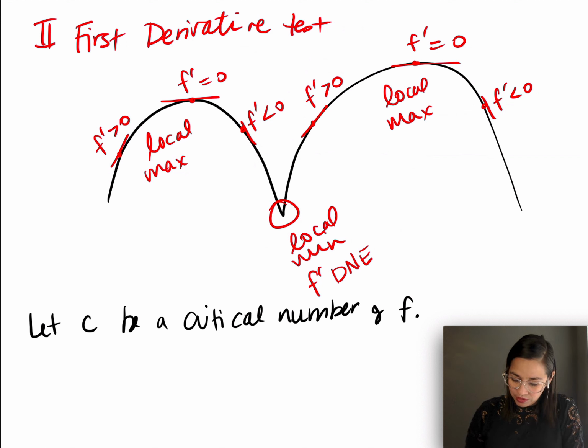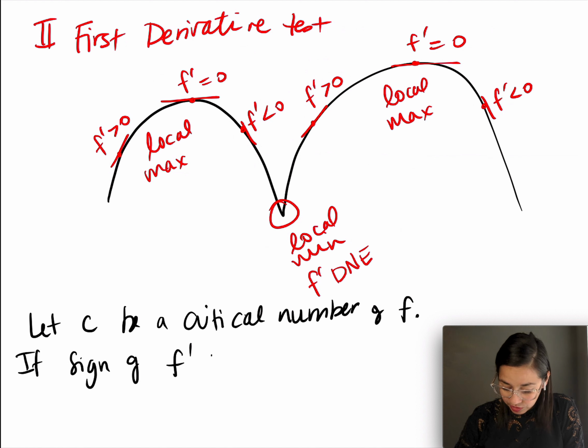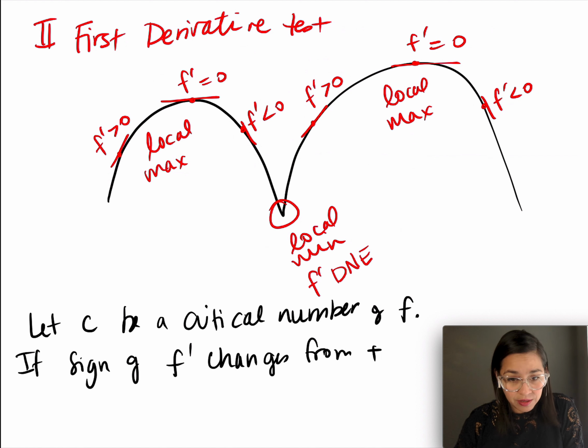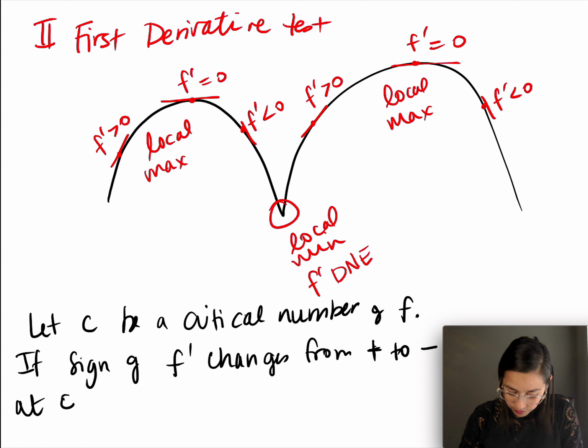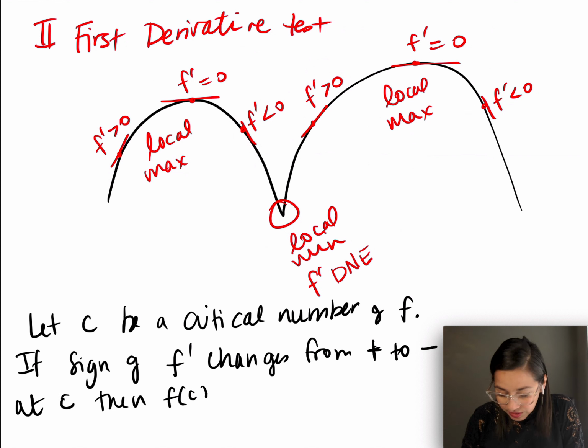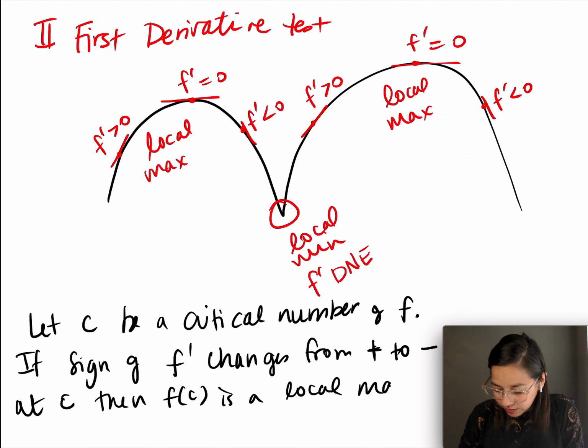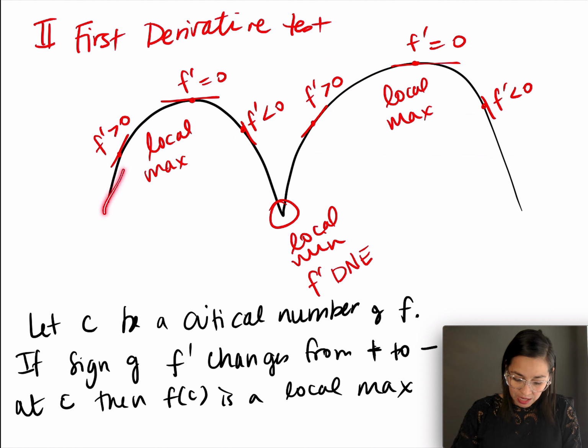So let me write it. Let C be a critical number of f. If the sign of f prime changes from positive to negative at C, then f of C is a local max. Okay? If it changes from positive to negative, then we have a local max.